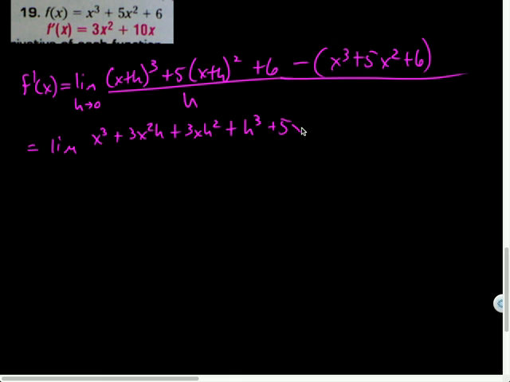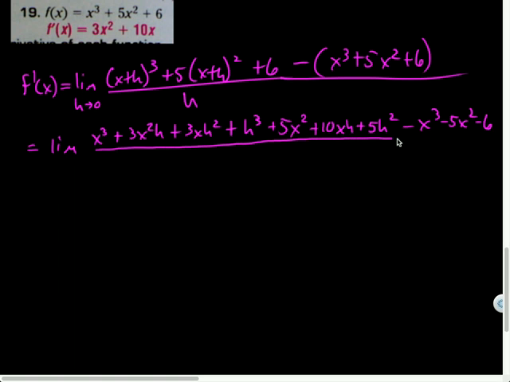or Pascal's triangle. Plus 5 parentheses, well, x plus h all squared would have been x squared plus 2xh plus h squared. I'm going to distribute the 5 all in one step just to save us a little bit of time. 5h squared. And then minus x cubed minus 5x squared minus 6. All over h. That's a lot of terms.